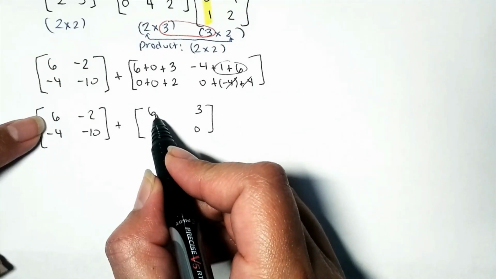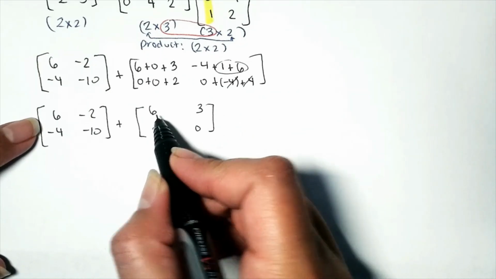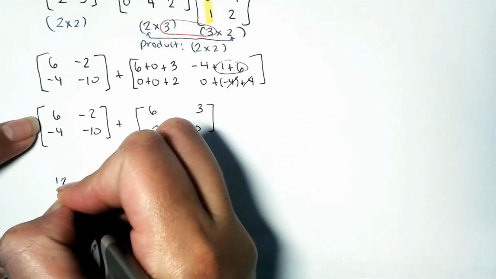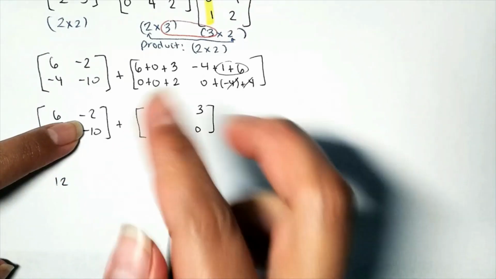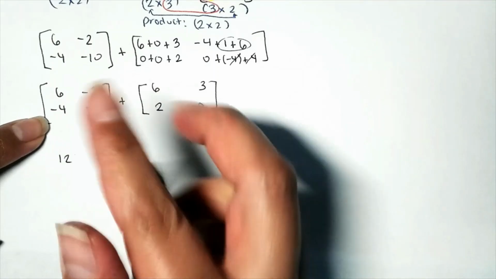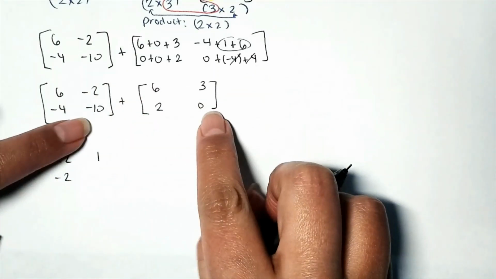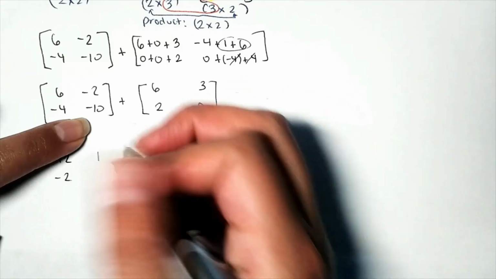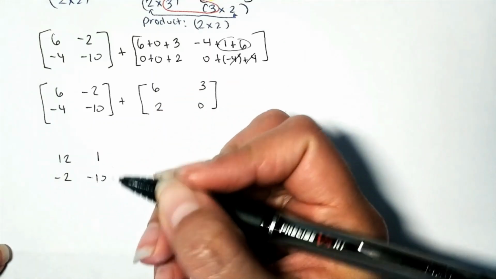6 plus 6 will give us 12. Negative 2 plus 3 is 1. Next row. Negative 4 plus 2 is negative 2. And negative 10 plus 0 will give us negative 10. Fantastic.